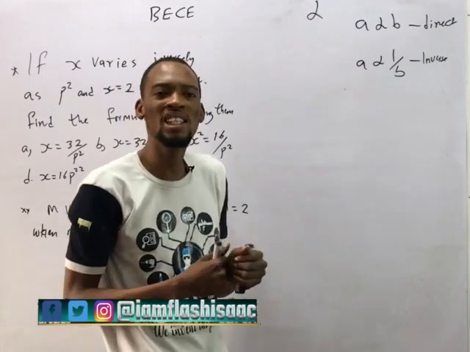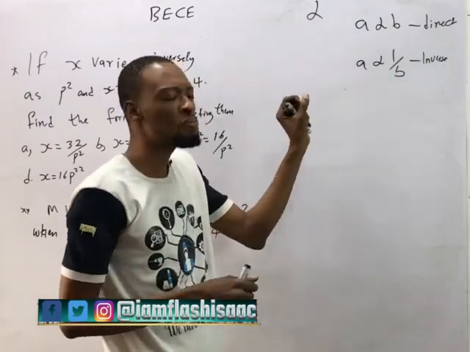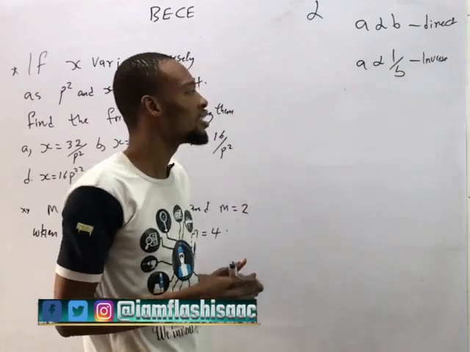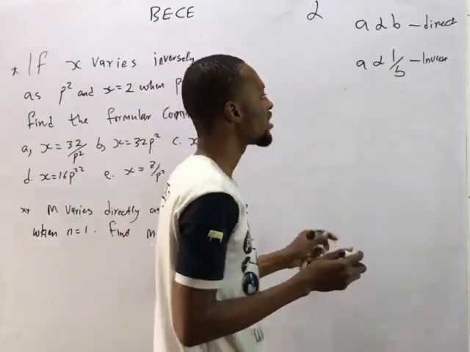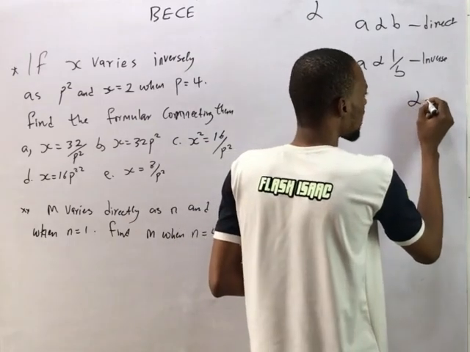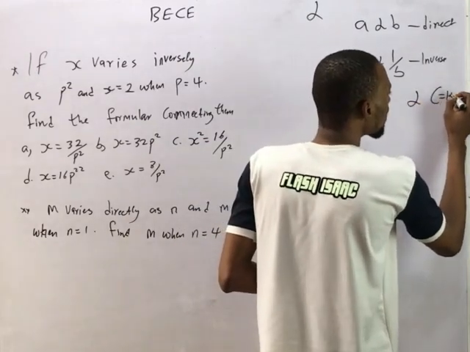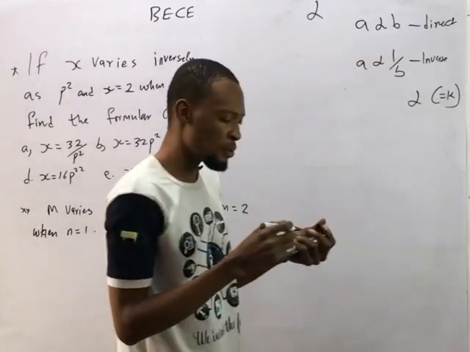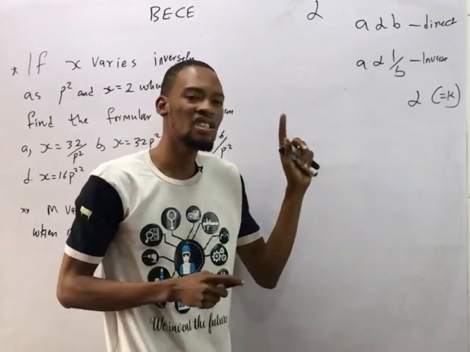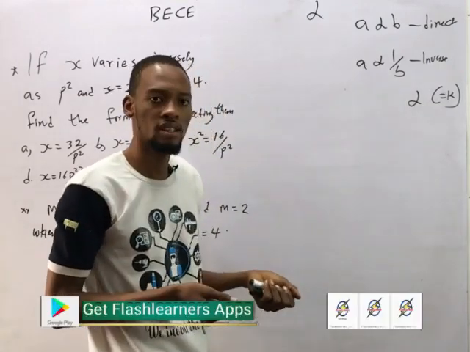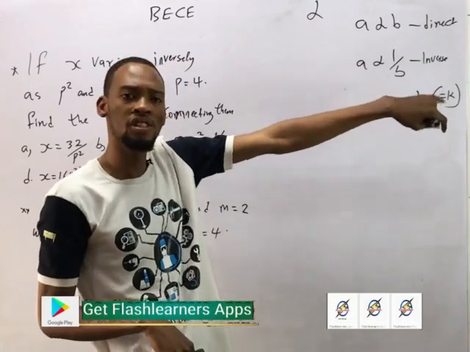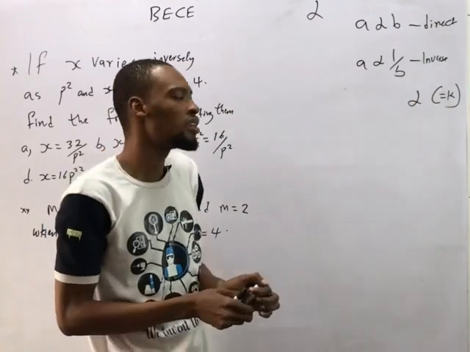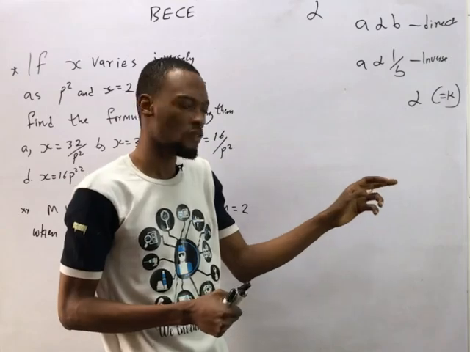Now, when you have these variation questions, we don't solve with the proportionality sign. We solve with the equality sign. Now, to change the proportionality sign to the equality sign, we simply introduce a constant. In that case, we change this proportionality sign to equals k. So anywhere you see the proportionality sign, we put equals k, constant.